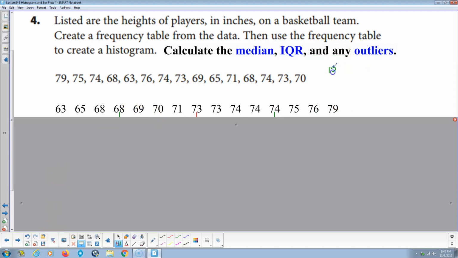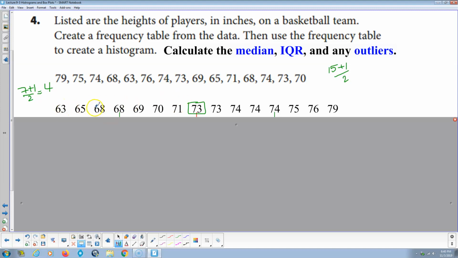So we take the 15 plus 1, divide it by 2. So that's going to be 16 over 2, which is 8. So the middle guy is the 8th one from either end. 1, 2, 3, 4, 5, 6, 7, 8. So 73 is the middle. And then we have 7 on either end, right? So 7 plus 1 divided by 2. So that's 8 divided by 2, which is 4. So the fourth one from either end of the lower half.